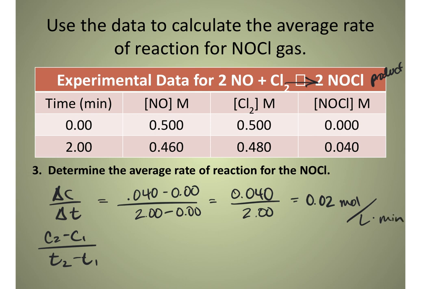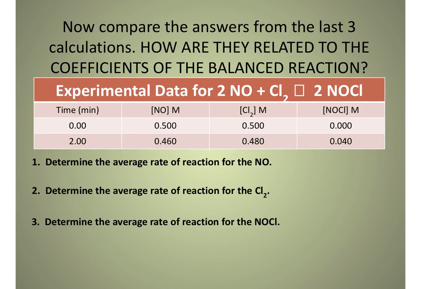Okay, so what we've done through these 3 practice problems is we've looked at how much we're either going to use up in the case of our reactants or how much we're going to produce in the case of our NOCl. And this is calculated per minute of the reaction time. So as I let time go forward, I would be increasing my concentration of the NOCl this much every single minute. So we're going to now compare our answers.